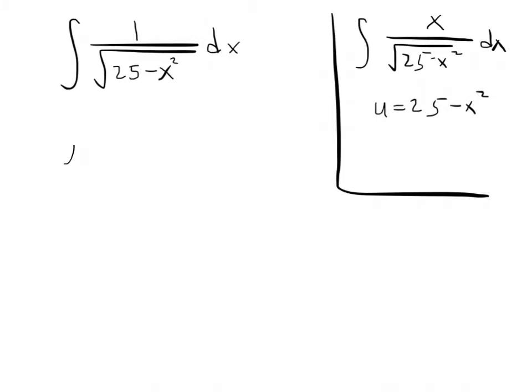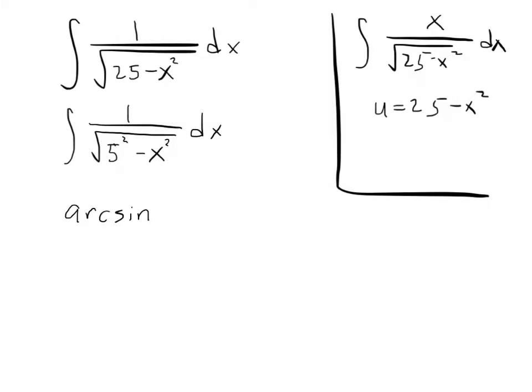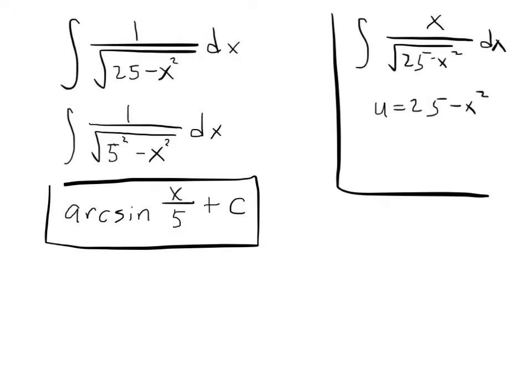Right? So the thing that I recommend everybody does is actually take a step to rewrite this. Actually write it as 5 squared minus x squared dx. Doing that, I think, makes it really clear. You can see, oh, this is the a squared, this is the x squared, and so because of that, I can just follow the rule for arcsine. The rule was that it's going to be arcsine of x over a, x over 5, plus c. And that's your answer. Okay? Let's go on and look at another one.